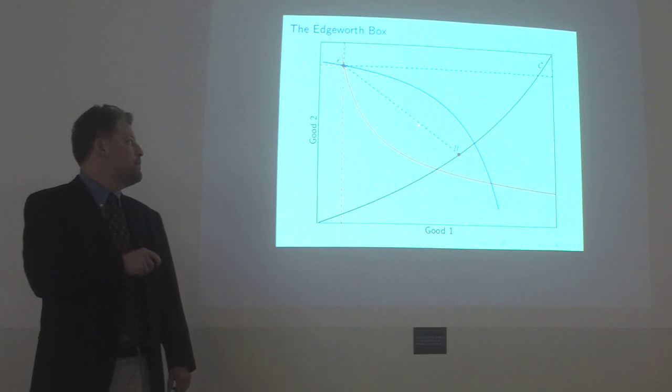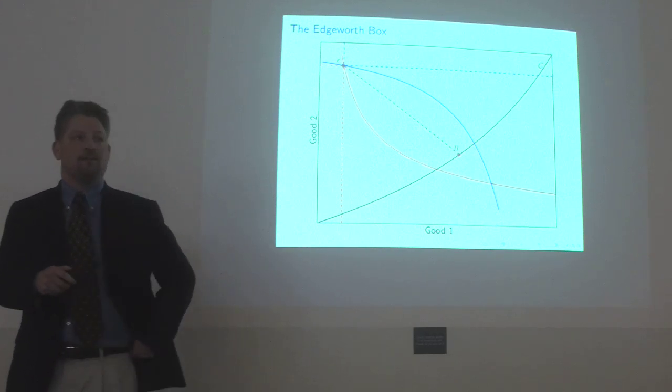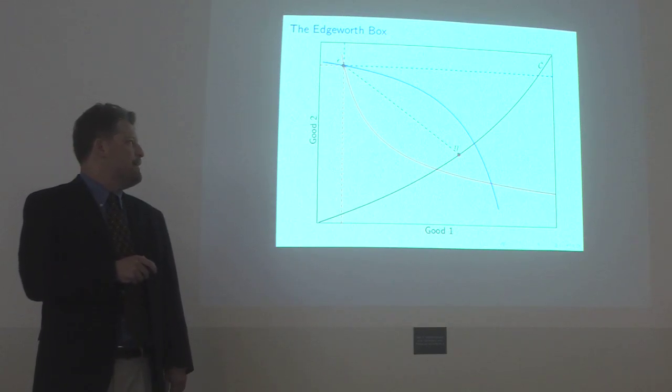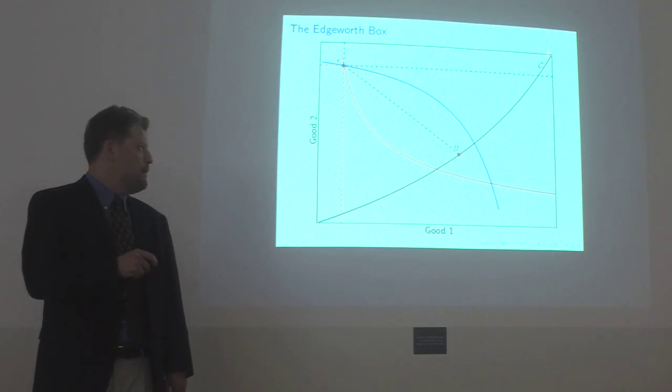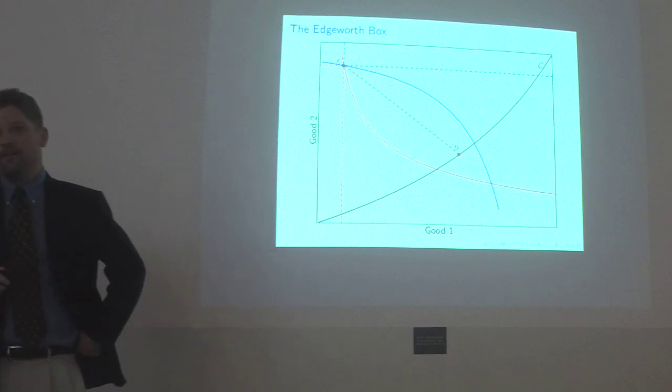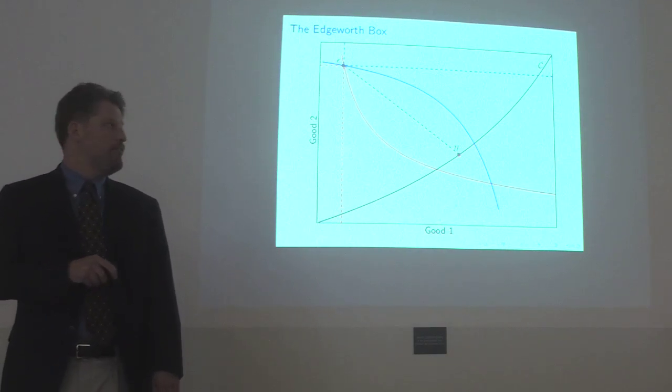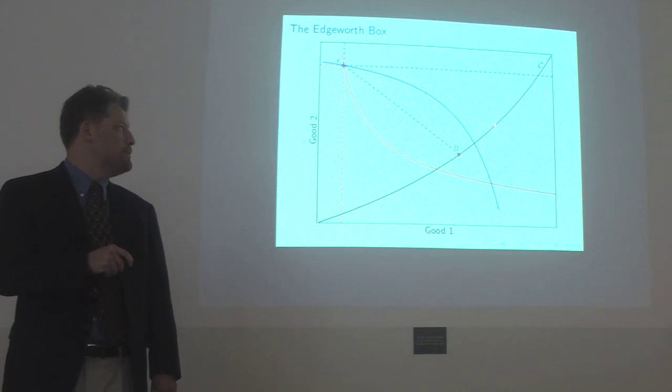All of these points represent gains from trade. Finally, this is called the contract curve. This is the set of all general equilibrium points for all initial allocations.